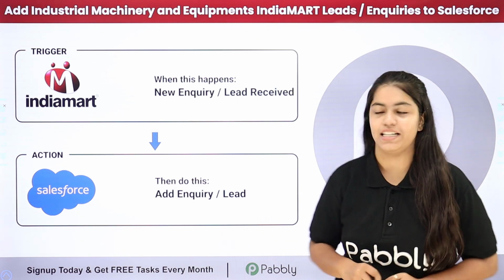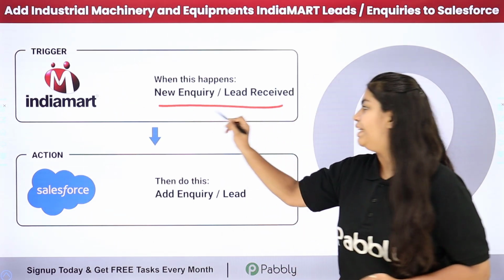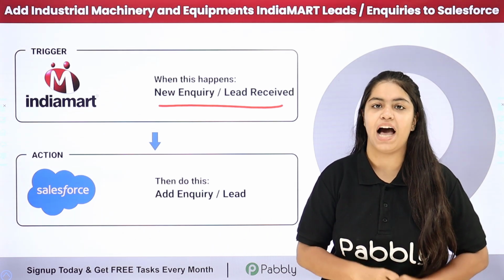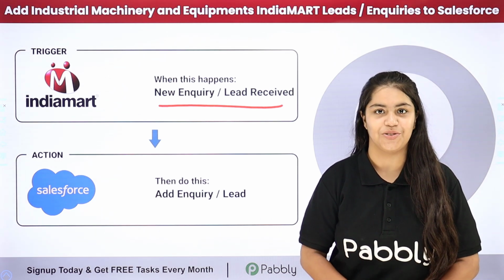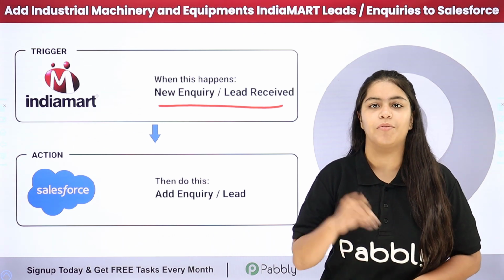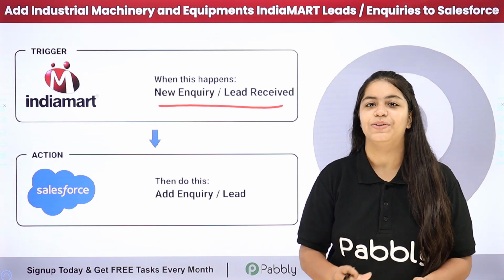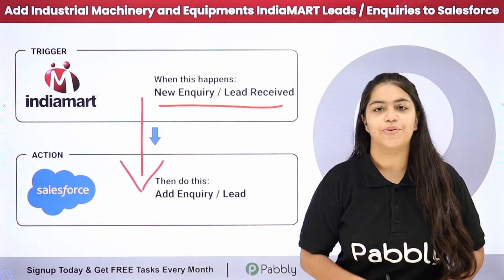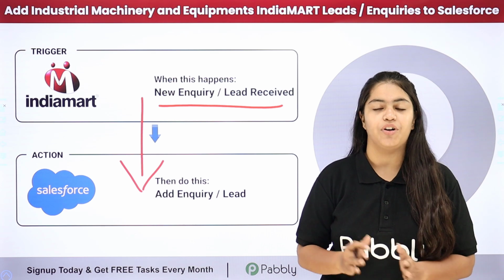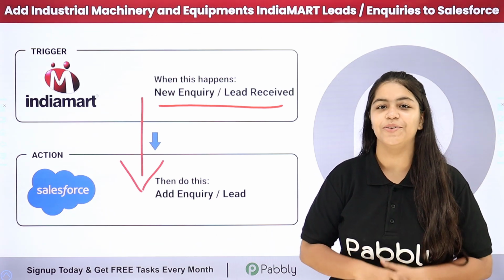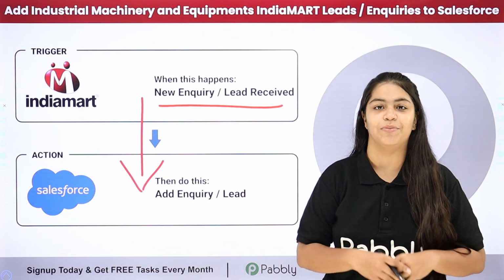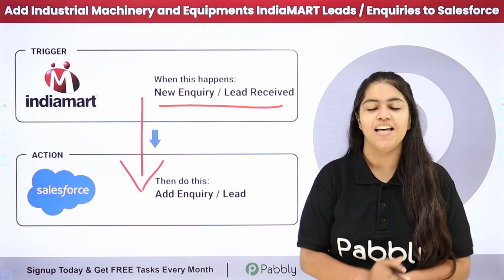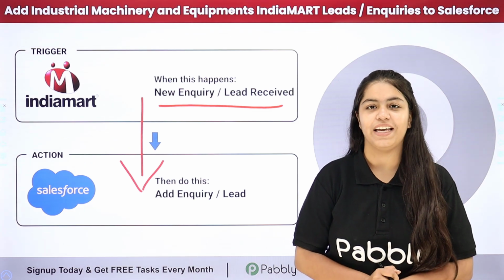So now what I want is that as soon as a new inquiry or a new lead is received from my IndiaMART account, automatically the details for the same should be added in my Salesforce account too, so that my sales team can follow up quickly and efficiently. So to do this, we are going to create a connection between IndiaMART and Salesforce. To create this connection without knowing any programming or coding language, we are going to use Pabbly Connect. It is an amazing automation software. So do you also wish to learn this process step by step? Then let me take you to my computer screen.